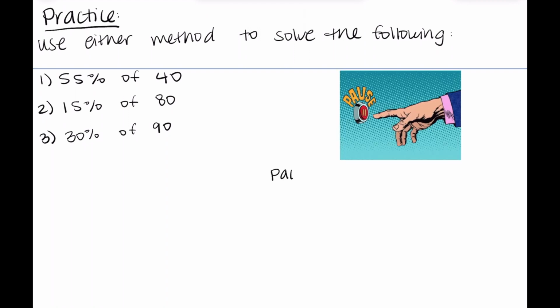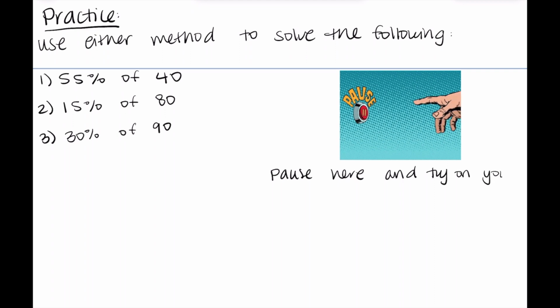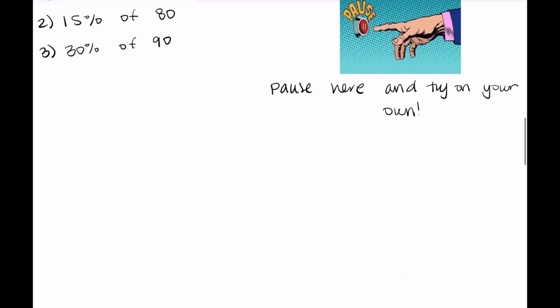So I want you guys to pause the video here, try them on your own. Just give it your best effort. If you are confused, we will go over all of them using both methods, but pause it here and try it on your own. And now we will get into solving these. So for number 1, we had 55% of 40. And like I mentioned, we're going to go through this using both methods.